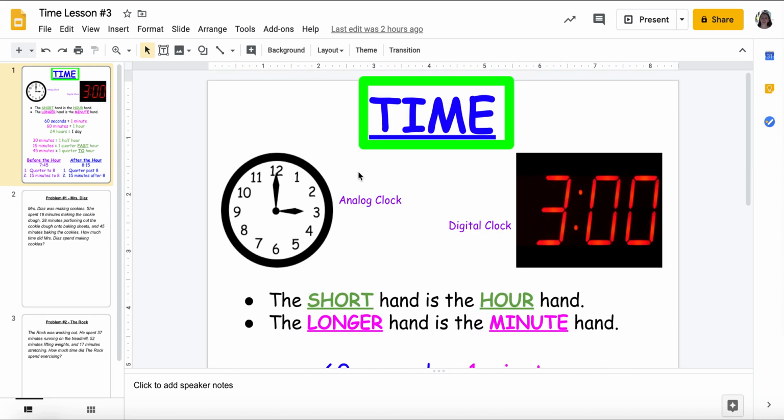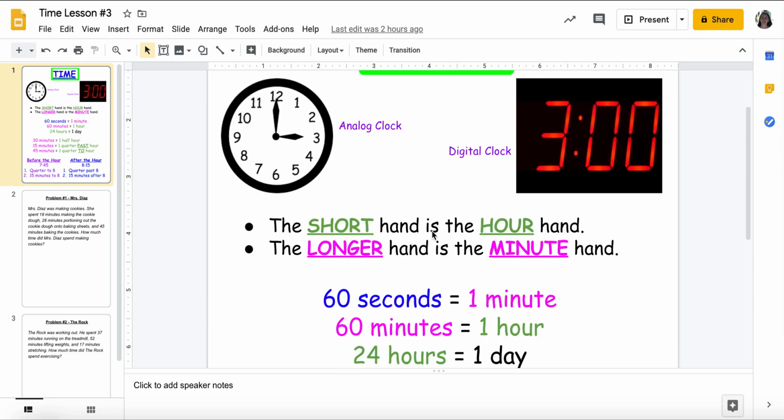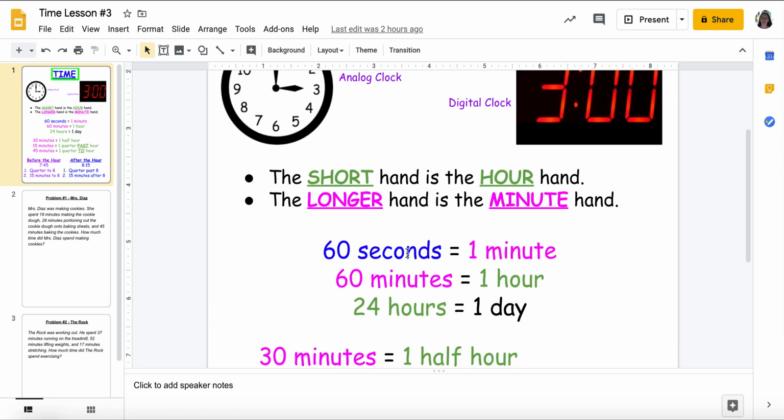So, remember we have two types of clocks, an analog clock and a digital clock. The digital clock we're all used to, we can tell time super easy. The analog clock, remember we have two hands. My short hand tells me the hour, my longer hand tells me the minute. So right now it is 3 o'clock on this clock. And some important things to remember, there are 60 seconds in a minute, 60 minutes in an hour, and 24 hours in a day. Those are all important things to remember. That is why we go over it every single day.